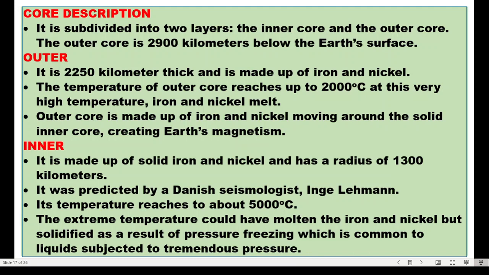Yung extreme temperature na to, dapat molten iron and nickel na. I mean, molten iron and nickel. Pero, mabilis siya nagsosolidify, kaya, para siyang nafi-freeze na. No? May melt siya, pero nagsosolid din agad. So, common yon na nagiging ganon, kapag sobrang taas na yung pressure at sobrang init. Kaya, yun yung nag-e-explain kung bakit yung inner core natin ay solid kesa dun sa outer core.